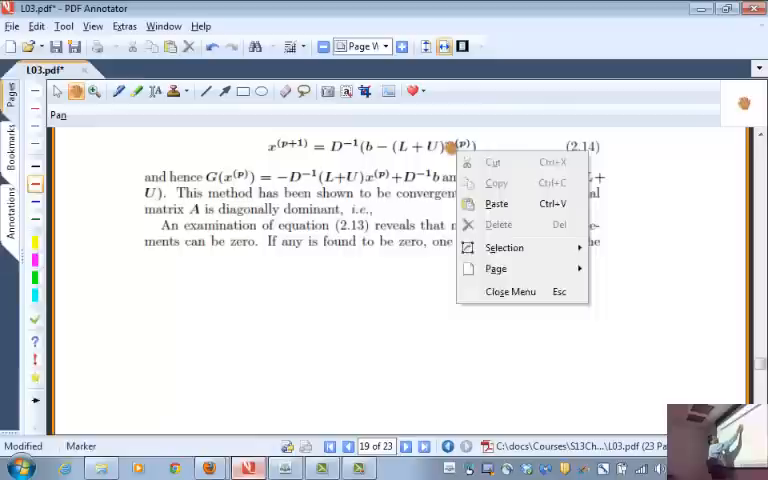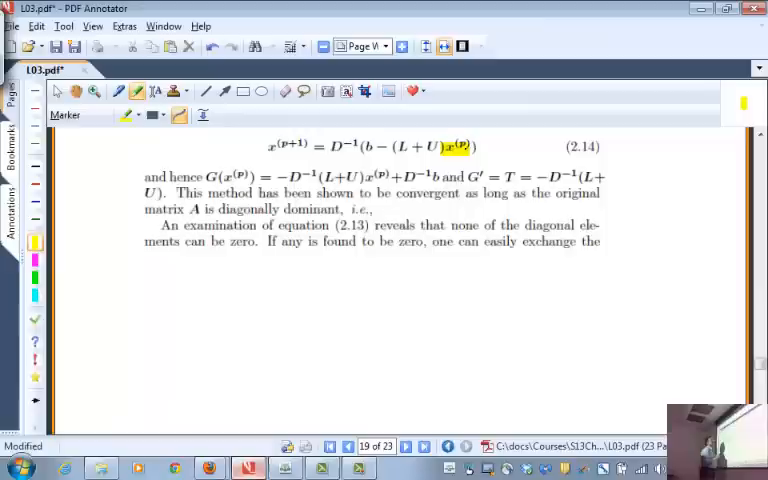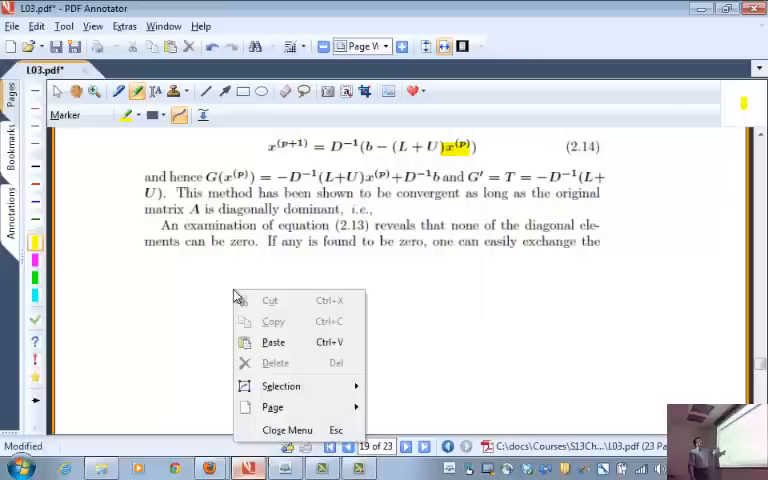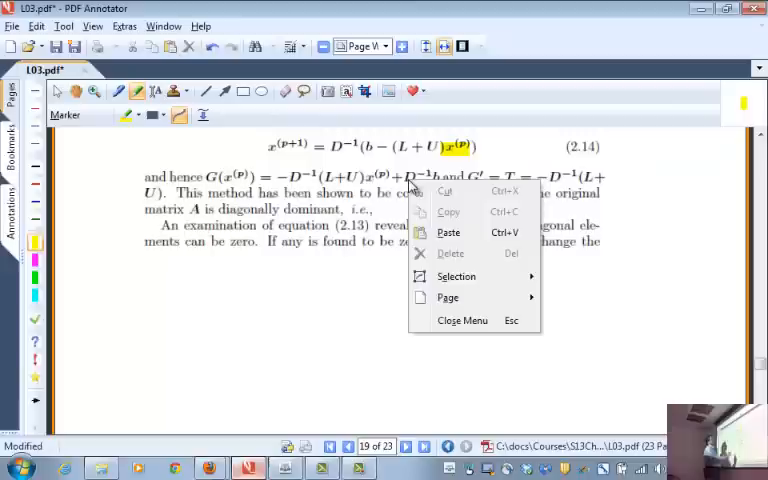So you'll find D inverse (L plus U) x^p. That's going to be your T matrix. T matrix is going to be minus D inverse times (L plus U), and then the constant will be D inverse b. So it is the characteristic of this matrix, minus D inverse (L plus U), that's going to determine whether your iterative scheme will be convergent or not.